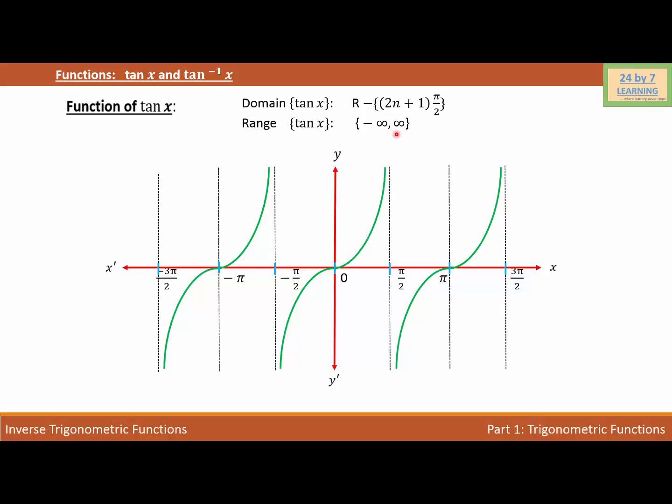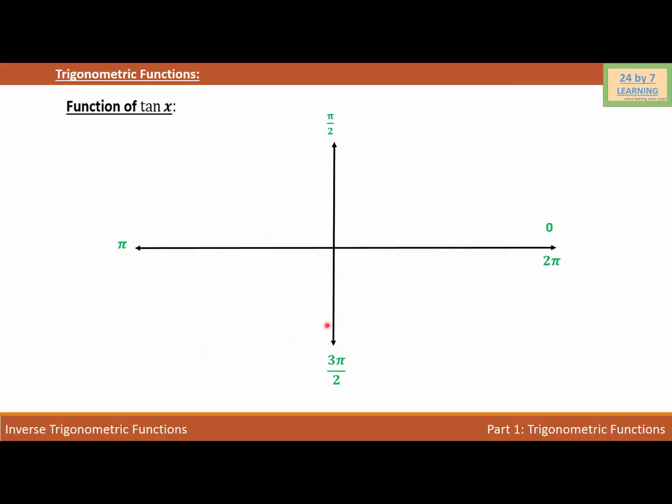And the periodicity of the tangent function is pi, because the tangent function repeats itself at an interval of pi. As you can see, the difference between this point and this point is pi, and you get exactly the same graph, like this, and if you go the other way, you will get exactly the same thing. So the periodicity of the tangent function is pi. Now let's talk about some more properties of the tangent function.